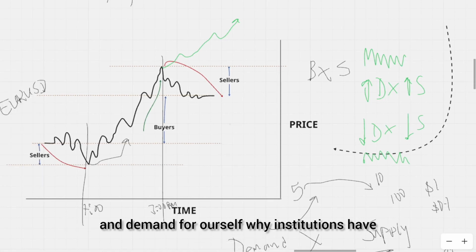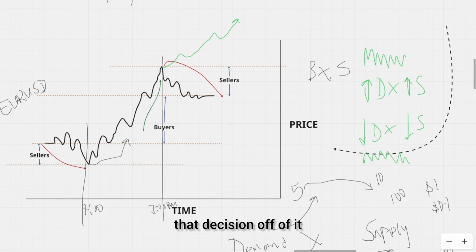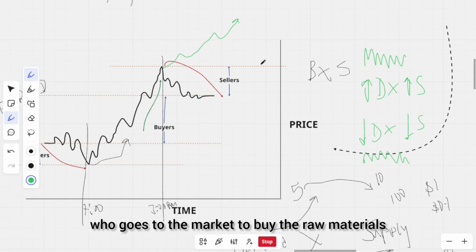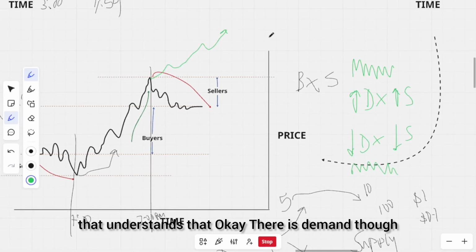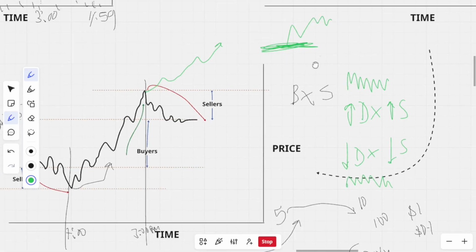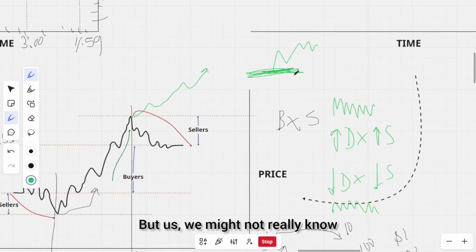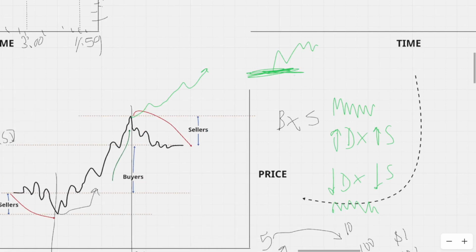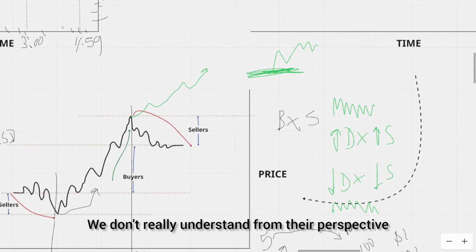Institutions have their hands on certain data to understand the demand and the supply and make decisions off of it, because it's he who goes to the market to buy the raw materials that understands that, okay, there is demand. Oh, we sold last time, see how much we're able to sell. Oh, that means there is demand. But us, we might not really know, because we're not the main manufacturers, we're not the producers. We don't really understand from their perspective.